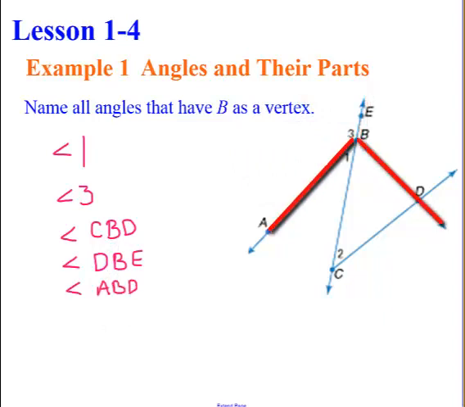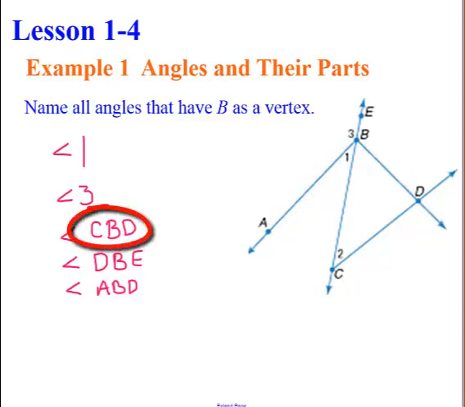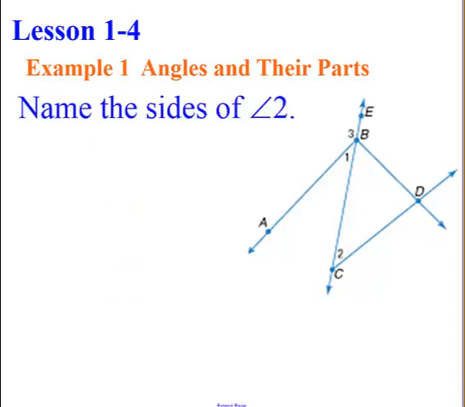Now, if you wanted to rename those last three, you could just switch the letters as long as you left B in the center for the vertex. CBD could be called angle DBC, and so on. Okay, another example, name the sides of angle 2.